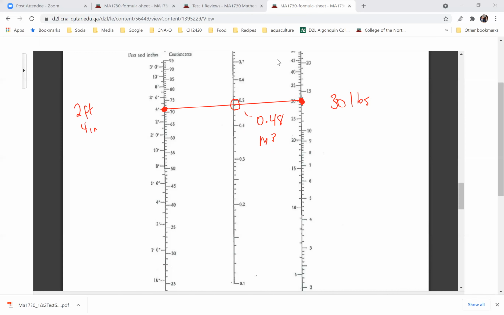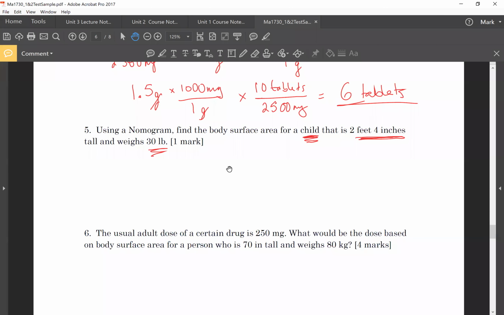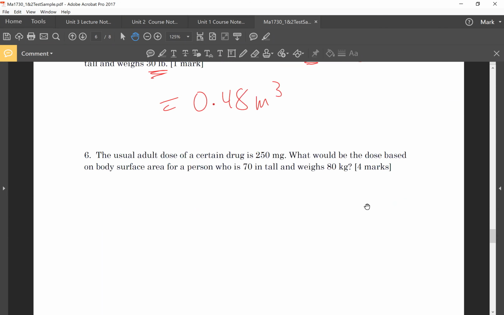Okay, now let's apply this to an actual question. So we'll look at number 6. Okay, so the answer for number 5 is 0.48 meters cubed. Again, if you said 47, 49, that's okay.